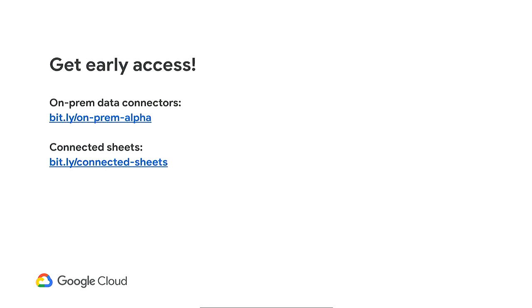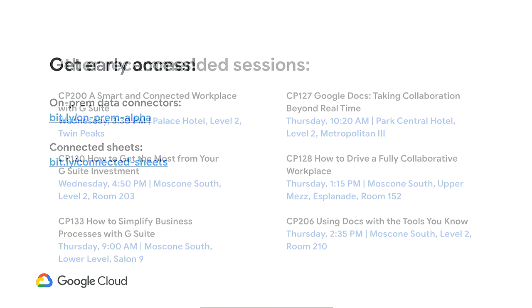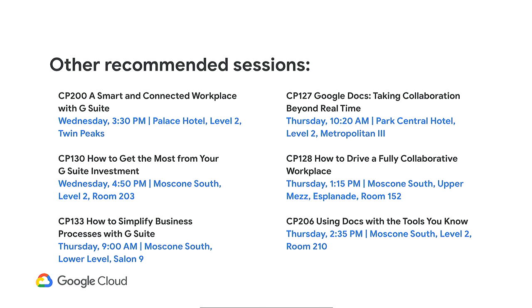We talked about two really, really exciting early access programs today. The first is the on-prem data connectors that Dan did a wonderful demo of. The second also had an incredible demo, the connected sheet. We wanted to give you another opportunity to see those links if you want to potentially be part of that early access. There are a couple awesome other G Suite sessions still happening at Next. A couple opportunities to hear how people are thinking about using the connected sheet. We wanted to give you a sneak peek at those.